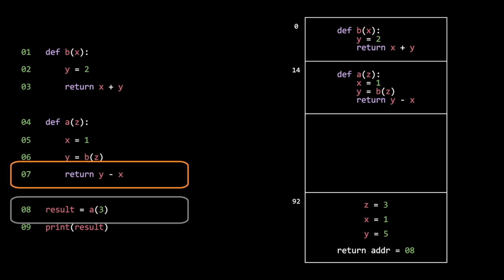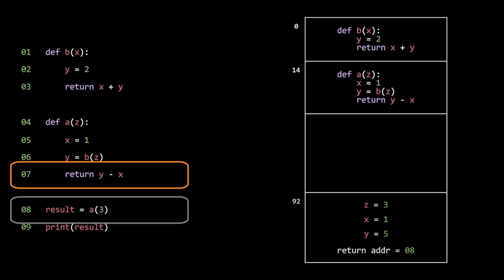Okay, so I'm going to use two things from the stack frame right now. I'm going to use the return address 8. That's where I'm going to go back to. But first, before I do that, I'm going to calculate y minus x, or 5 minus 1. So the return value for this A function here is going to be 4. So I'm going to go back to line 8, and I'm going to use 4 for the value of A3.